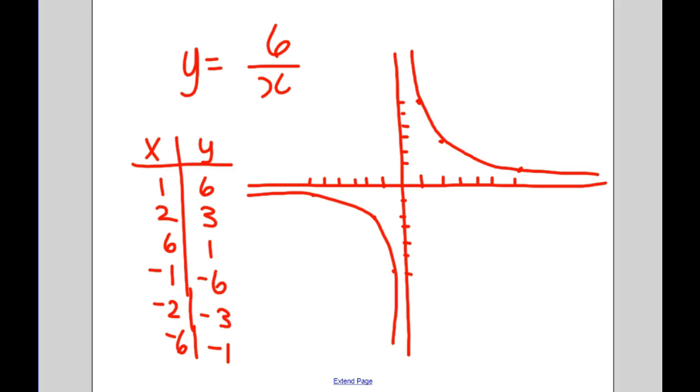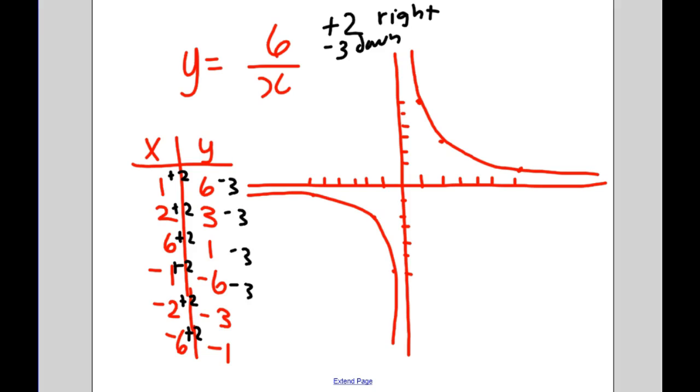Our transformation, remember, was 2 to the right and 3 down. So that means our x points are going to get 2 added to them, so +2, +2, +2 to all of them. And then our y's are going to move down, so subtract 3 from all of those. You can either change the points on the table here, or you can just mark your point and go 2 to the right and 3 down and mark your new point. Whatever floats your boat.